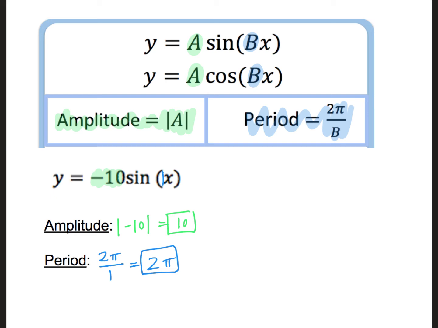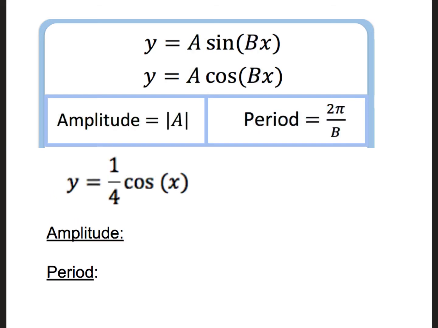All right, let's go ahead and look at another example. Again, we need to identify what's a and what's b. So my a value is 1/4. And remember, to get our amplitude, we're just going to take the absolute value of that number. So if I do the absolute value of 1/4, since that's already a positive, it's just going to remain 1/4. And that is going to be my final answer.